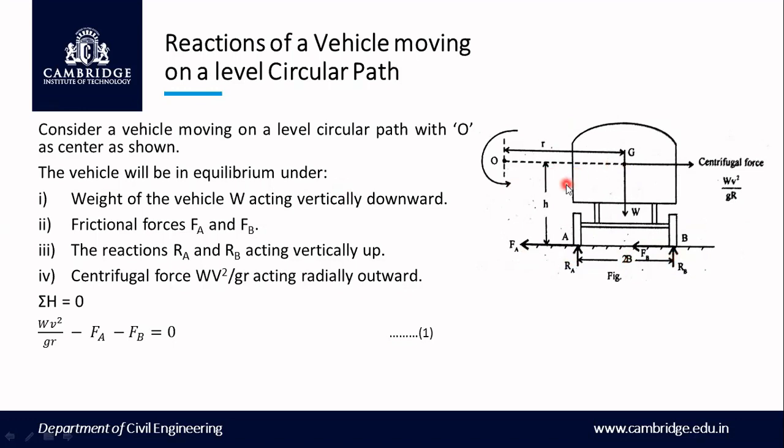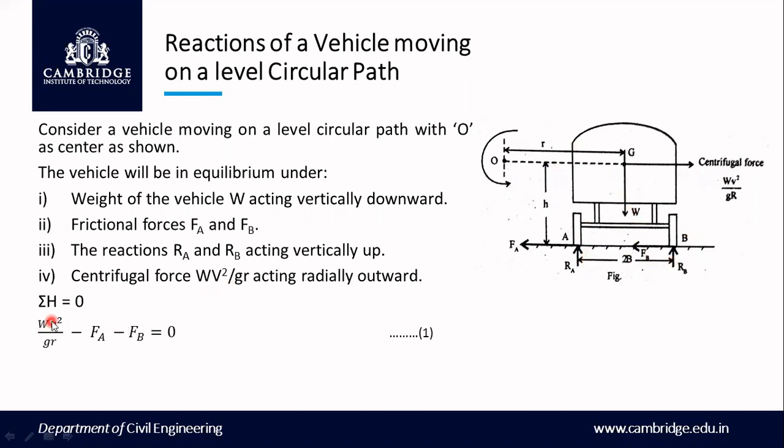So this vehicle will be under equilibrium under four conditions. The first one is the weight of the vehicle, W, which is acting vertically downwards, and these frictional forces, what you see here, FA and FB, the reactions RA and RB, which are acting vertically upwards, and the centrifugal force, W v square by g r, which is acting radially outwards. So to keep this system in equilibrium, we know the three conditions of equilibrium. They are sigma H equal to 0, sigma V equal to 0, and sigma M equal to 0. So we are going to make use of these to find out the reactions here.